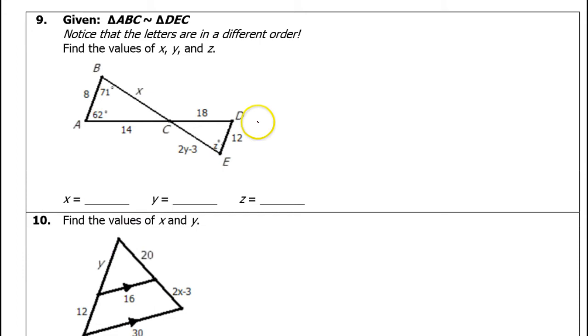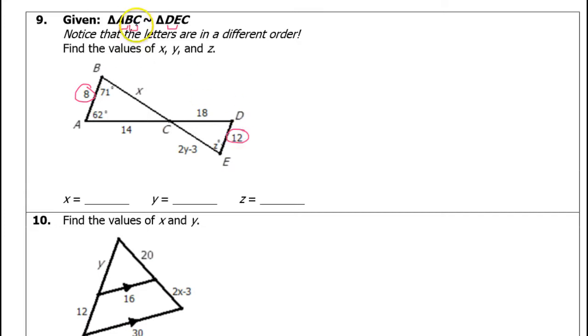Very interesting. It looks like they gave us the same picture, but they changed the order of the letters. So they're forcing us to pay careful attention to the similarity statement. So let's do it again. AB corresponds with DE. So here's AB, and here's DE. So far, so good.